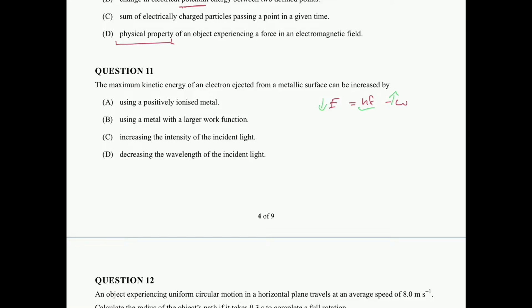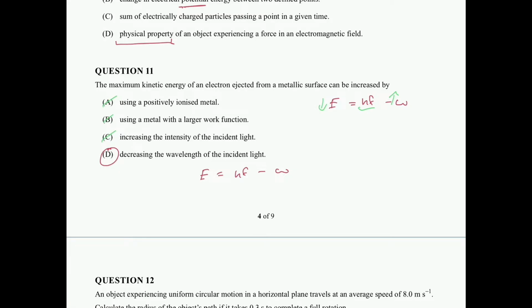All right, and option D. We've ruled out options A, B, and C, so we're left with D. D is going to be the answer, but let's talk through it. Decreasing the wavelength of the incident light. Let's go through our formula. E is equal to hf minus W. hf is the incident light, specifically our frequency.